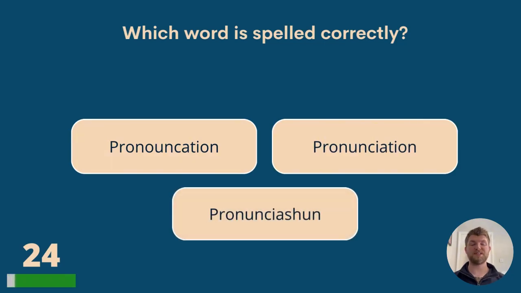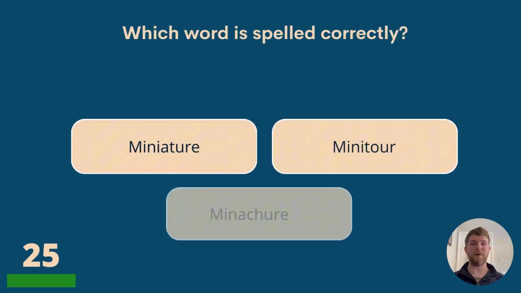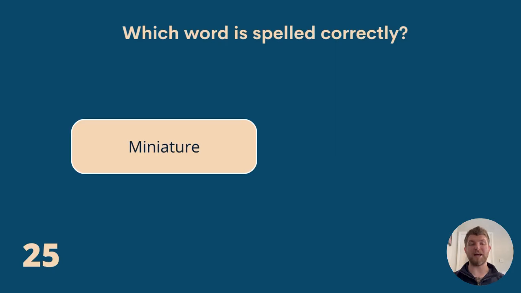What about pronunciation? We know how to pronounce pronunciation, but how do you spell pronunciation? The correct spelling is PRONUNCIATION. What about miniature? If something was miniature, how would you spell that? It is MINIATURE.